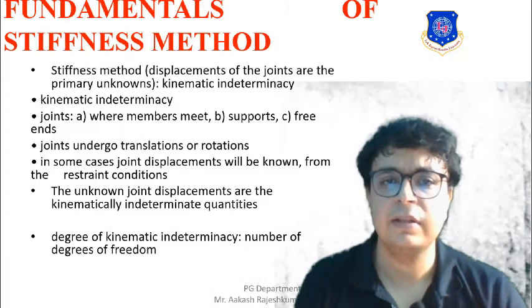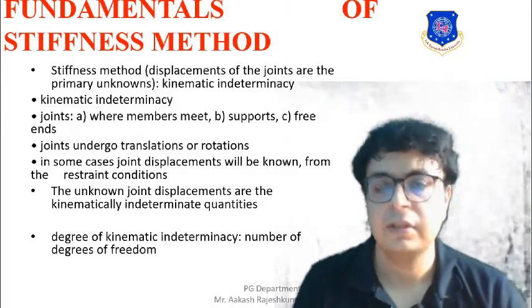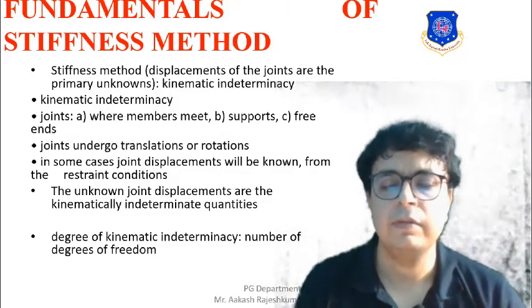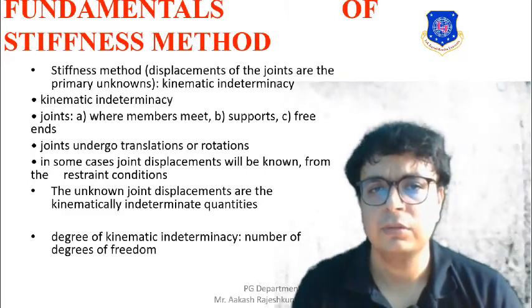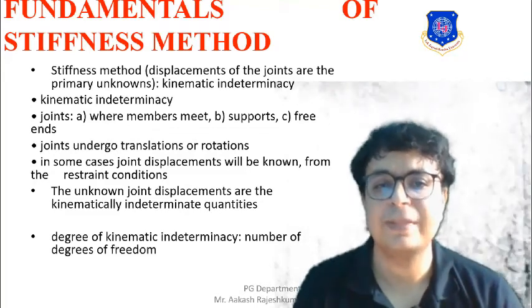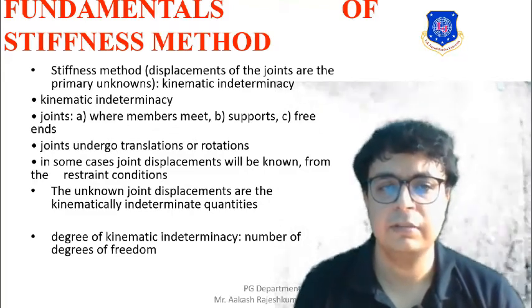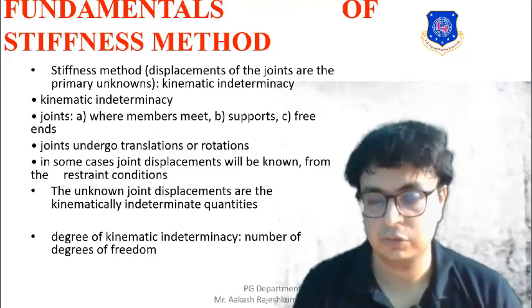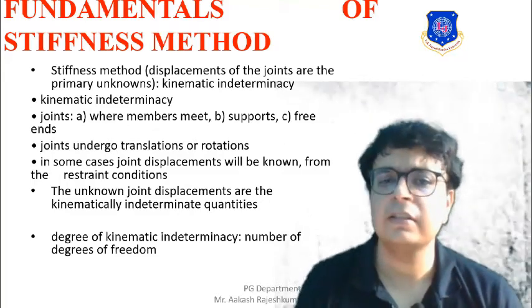Basically, in the stiffness method, displacements of the joints are the primary unknowns. It is kinematic indeterminacy. In the previous slide also I discussed that first of all we have to find the kinematic indeterminacy. It is just a degree of freedom. It is a freedom in which the structure can move when it is being loaded. So this is kinematic indeterminacy. Kinematic indeterminacy will be at the joint, at the support, and at the free end also. We can say that it is the degree of freedom.